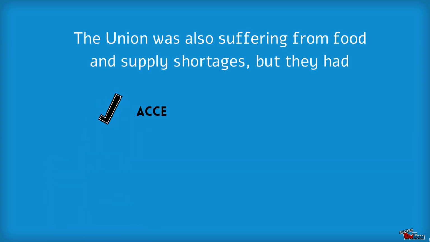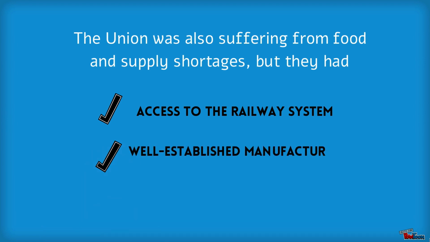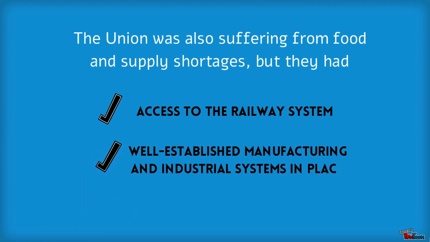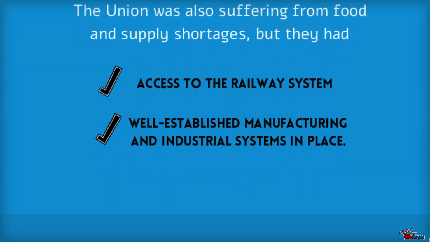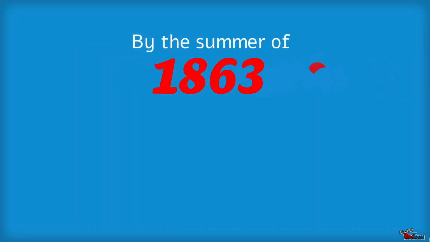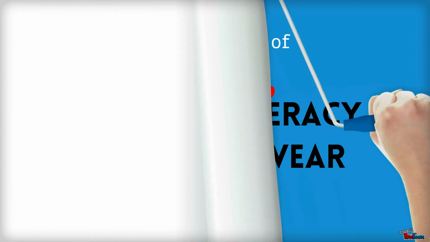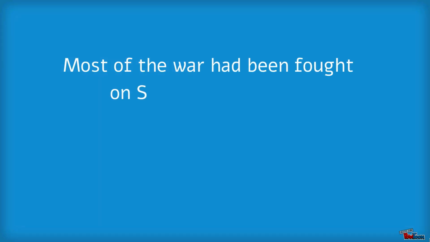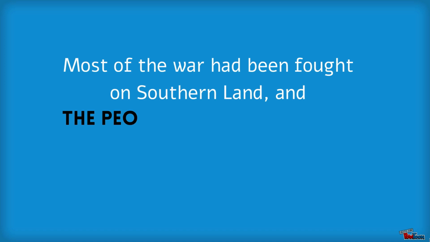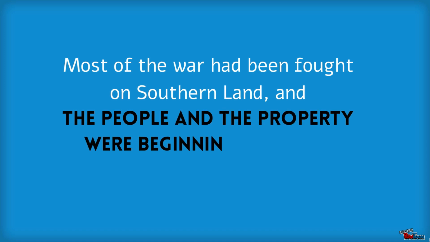The Union was also suffering from food and supply shortages, but they had access to the railway system and well-established manufacturing and industrial systems in place. By the summer of 1863, the Confederacy began to wear down. Most of the war had been fought on southern land, and the people and the property were beginning to show signs of destruction.